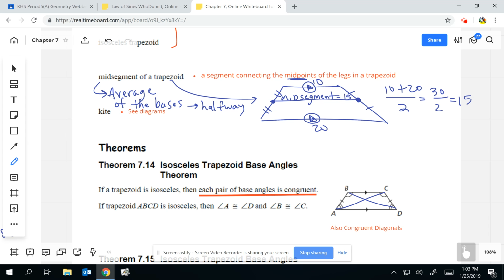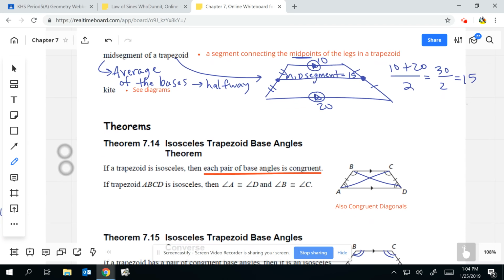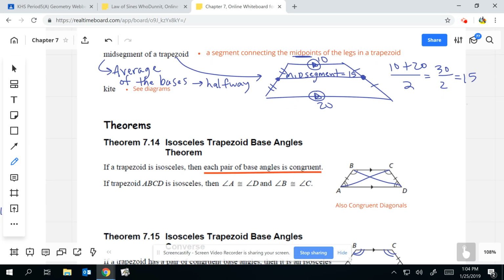Because your mid-segment has to be halfway between the two bases. So if your base starts at 10 and your other base goes to 20, you just got to think, okay, what's halfway between 10 and 20? And it's got to be 15 there. Mid-segments are midway there. Midway there means halfway there. So your mid-segments are half. So that's one that you're going to see in the extra practice. We'll do one with a mid-segment.